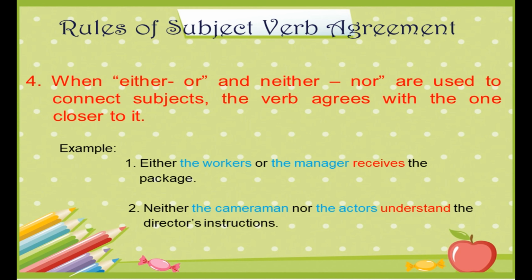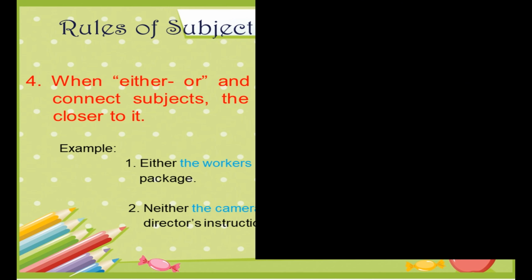Rule number 4. When either, or, and neither, nor are used to connect subjects, the verb agrees with the one closer to it. Example: either the workers or the manager receives the package. Neither the cameraman nor the actors understand the director's instructions.